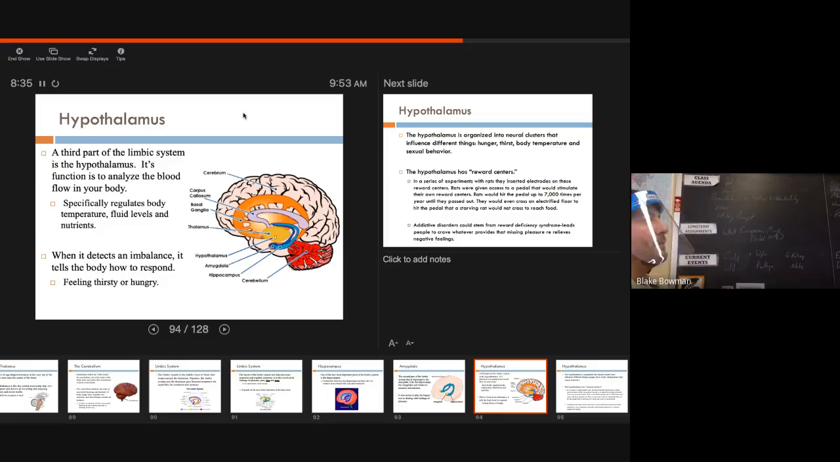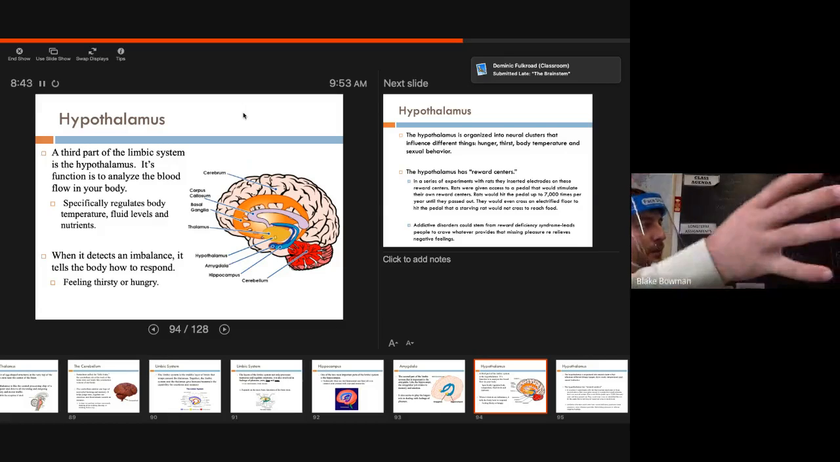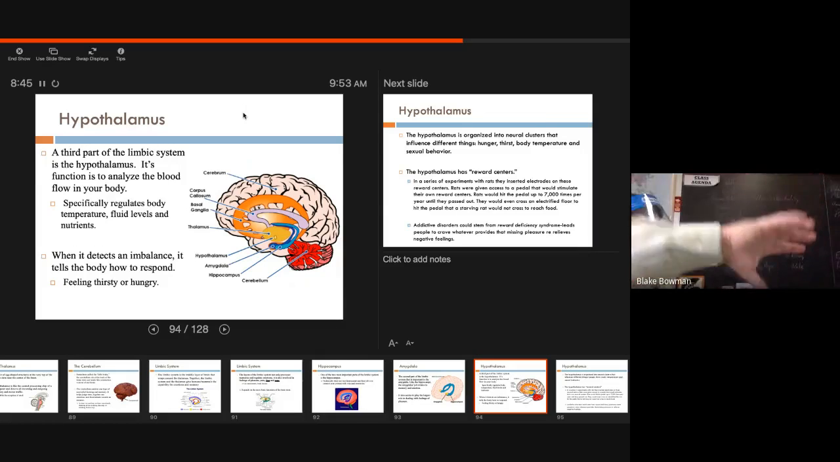All right, hypothalamus. The hypothalamus is right here, guys. It kind of branches off the thalamus, like I said before, and like I mentioned, the limbic system wraps around that brainstem, and the hypothalamus is just analyzing blood flow. It regulates body temperature, fluid levels, and nutrients. So the hypothalamus and the thalamus have very similar functions, and the hypothalamus is located right at the top of the brainstem. Go figure, right? So it detects an imbalance and tells your body how to respond.